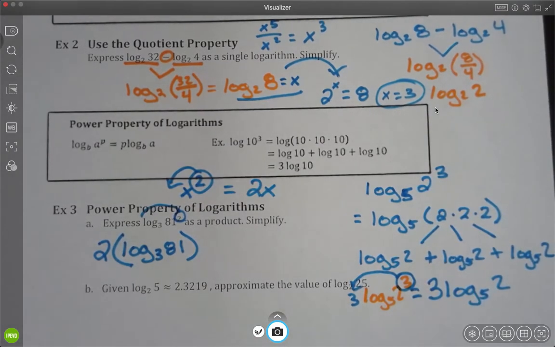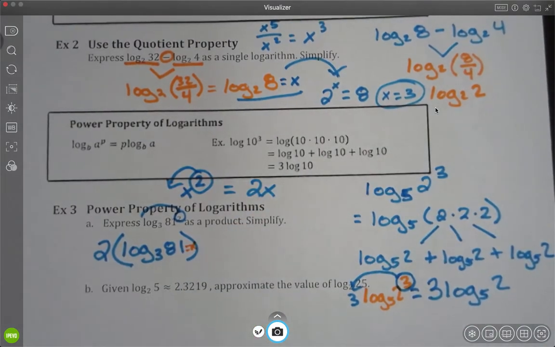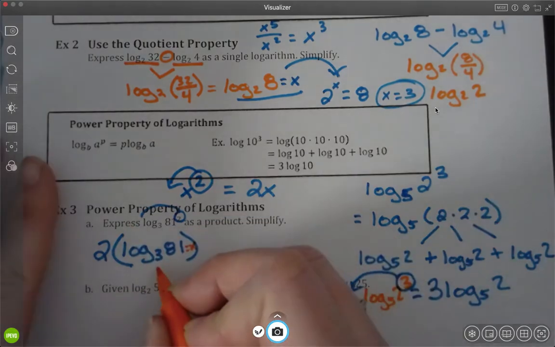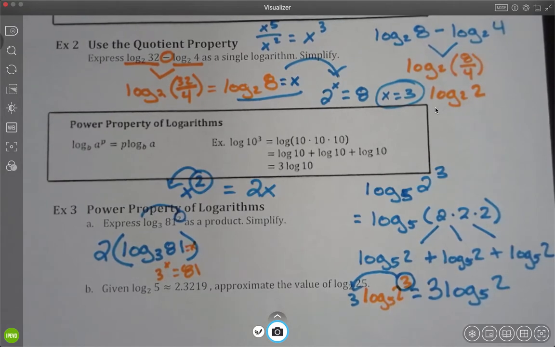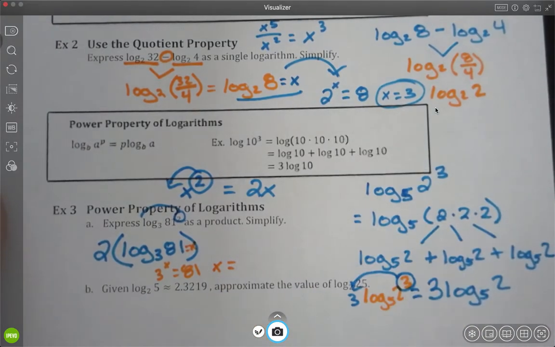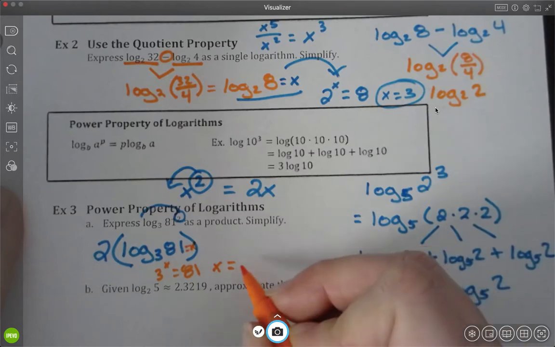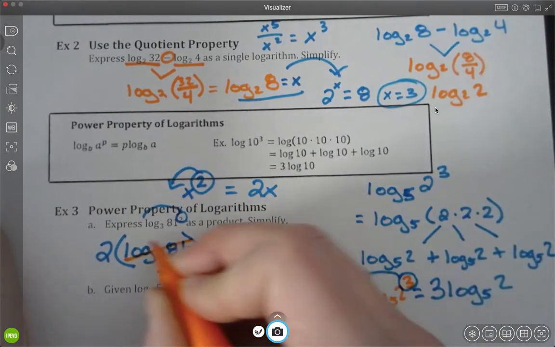Now, can we figure out what log base 3 of 81 is if we set it equal to x? Log base 3 of 81 equals x means 3 to the x power equals 81, if I change it to exponential. What does x have to be? How many times do I multiply 3 by itself to get 81? 4. So that means this whole thing right here is 4.